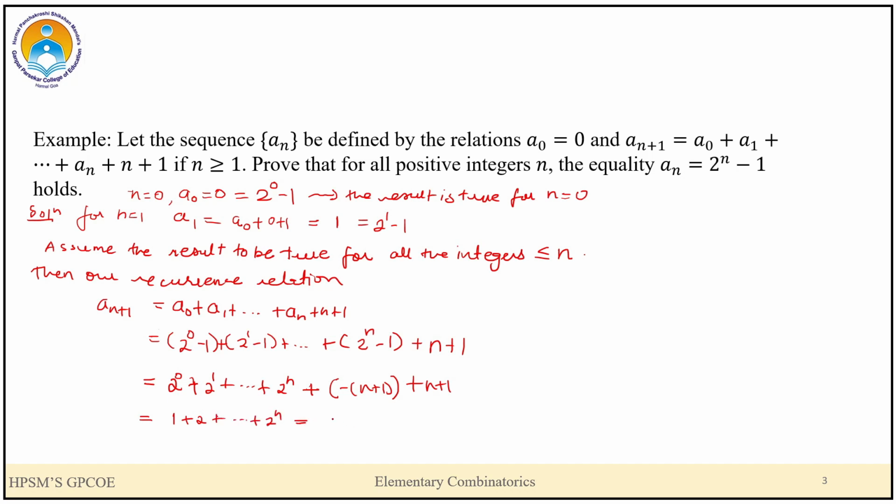Now if we compute this particular sum, the value of the sum will be a into r raised to the number of terms minus 1 upon r minus 1, wherein r is the common ratio. So the first term is 1, the common ratio is 2, and the number of terms is n plus 1, so 2 raised to n plus 1 minus 1 upon r minus 1. Hence the value is 2 raised to n plus 1 minus 1. So in this case we have proved a n plus 1 is 2 raised to n plus 1 minus 1.